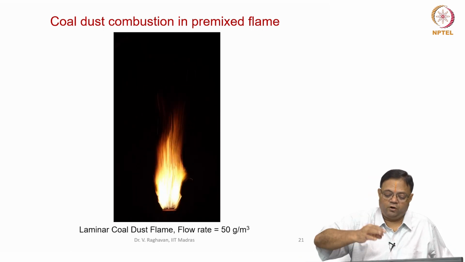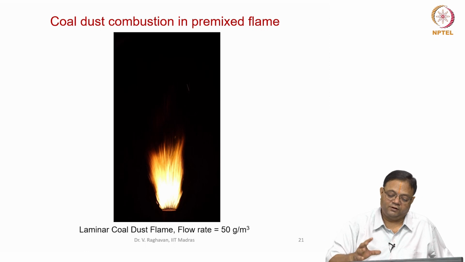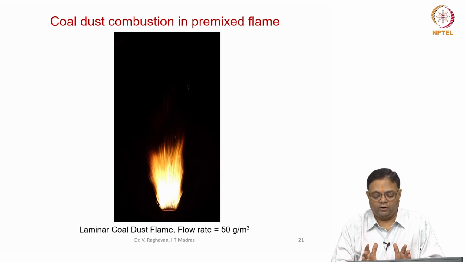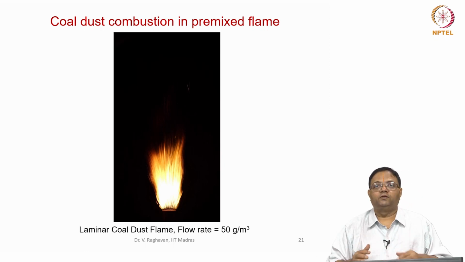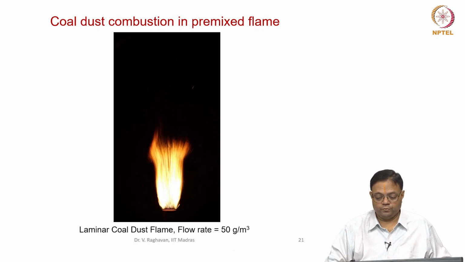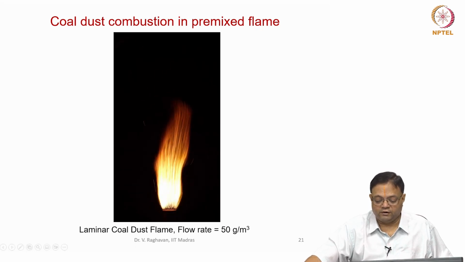A streak of hot particles come out, and you can see that it is laminar only because of the fact that the flow rate is very small. So this is the characteristic of the dust flame.